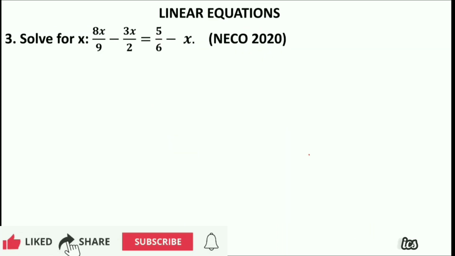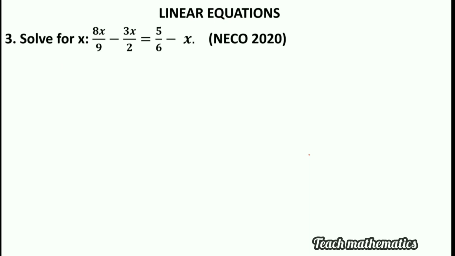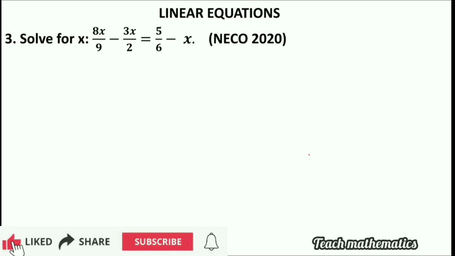The next question, solve for x. 8x over 9 minus 3x over 2 equals to 5 over 6 minus x. This is a fractional equation, and the best way to go about solving a fractional equation is to first of all clear the fraction by multiplying through with the LCM of the denominators. When you clear the fractions, you have whole numbers, and you can easily manipulate them, you can easily move the numbers. And so this is 9, 2, 6, and 1.